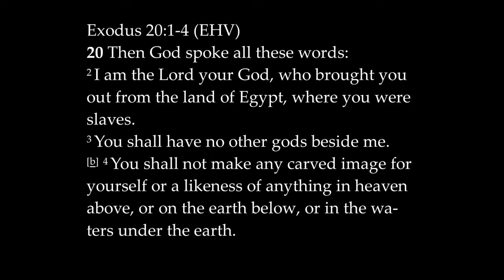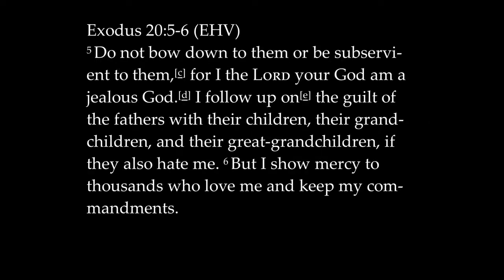We'll start with that reading from Exodus chapter 20, verses 1 through 6, where we get both of these combined. We read, "Then God spoke all these words, I am the Lord your God, who brought you out from the land of Egypt where you were slaves. You shall have no other gods beside me. You shall not make any carved image for yourself or a likeness of anything in heaven above or on the earth below or in the waters under the earth. Do not bow down to them or be subservient to them, for I, the Lord your God, am a jealous God. I follow up on the guilt of the fathers with their children, their grandchildren, and their great-grandchildren, if they also hate me. But I show mercy to thousands who love me and keep my commandments."